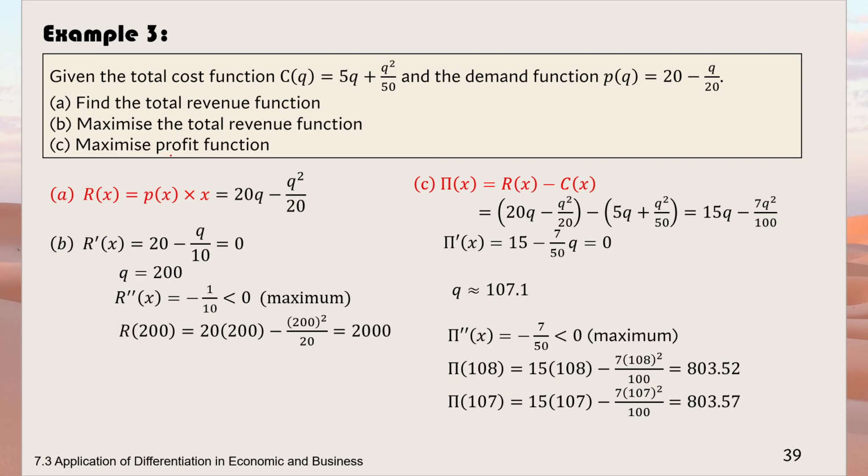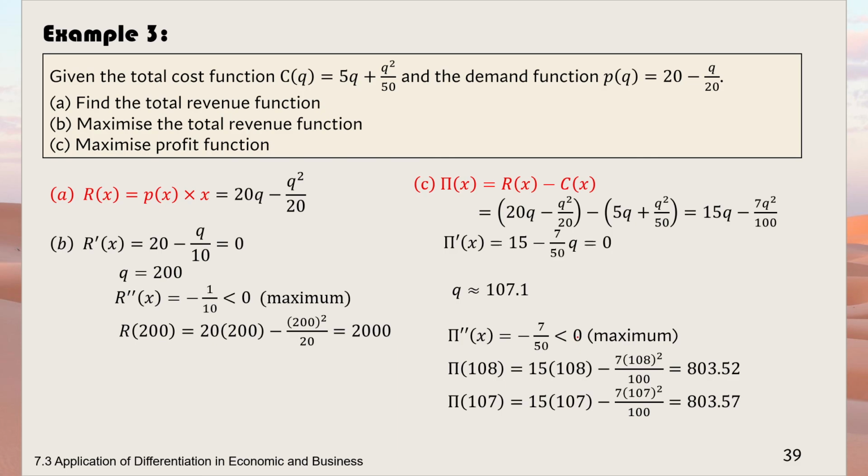Then later on, they ask us to maximize the profit. What is profit? It is the revenue minus the cost. If you substitute this one, simplify and differentiate, the answer over here is 107.1. If you substitute 107.1 inside, you will get less than 0.